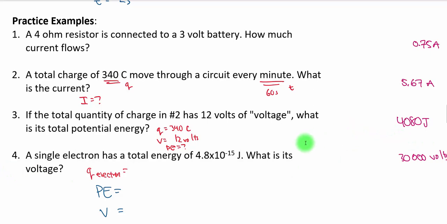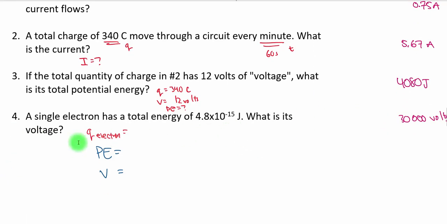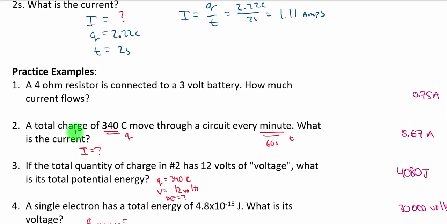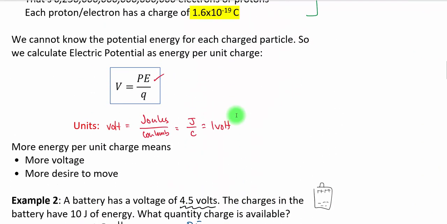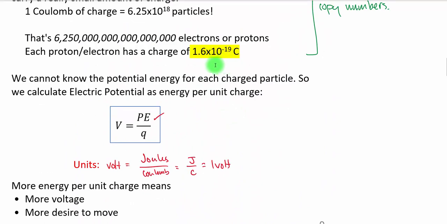And this one, let's go ahead and do this one together though, because for number 4, it's got this scientific notation. It's the tricky stuff. We're coming up on 15 minutes for this video, so I'm going to wrap it up with this problem. It says a single electron has a total energy of 4.8 times 10 to the negative 15 joules. What is its voltage? Single electron. The charge for an electron is the same as the charge for a proton. They both have the same amount of charge. It's this 1.6 times 10 to the negative 19th. Got it up here. Told you to write that down. That's super important. That number is really important.